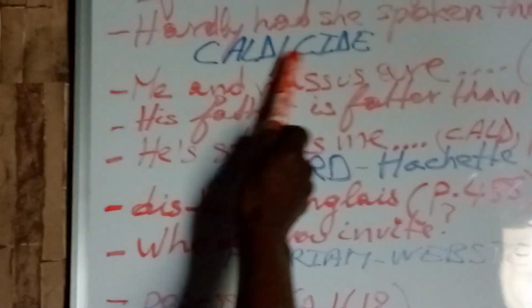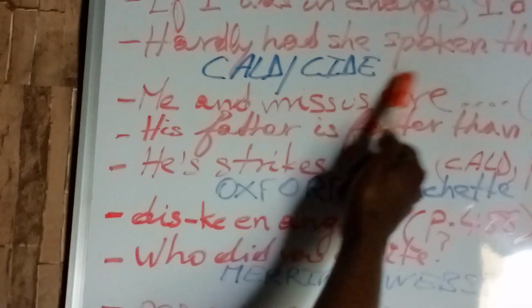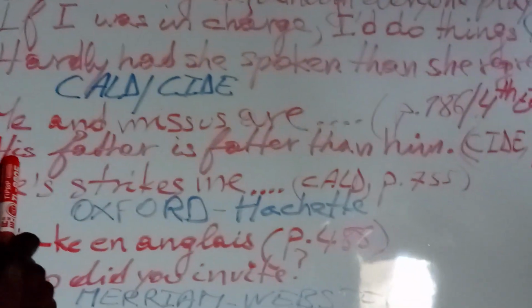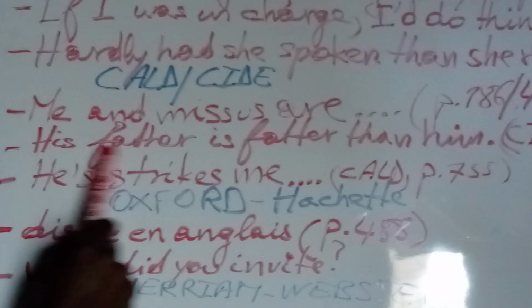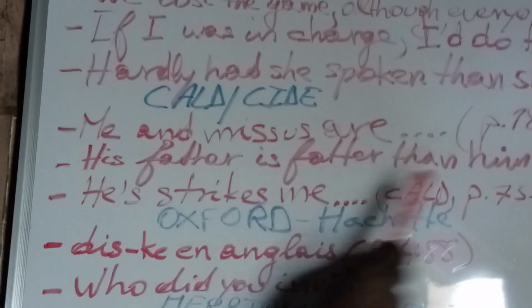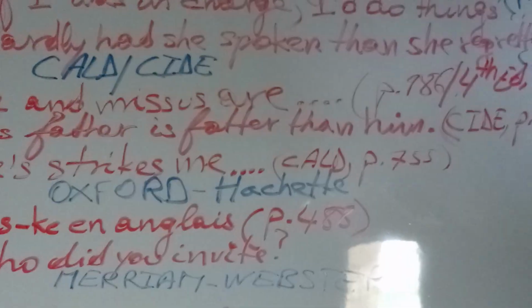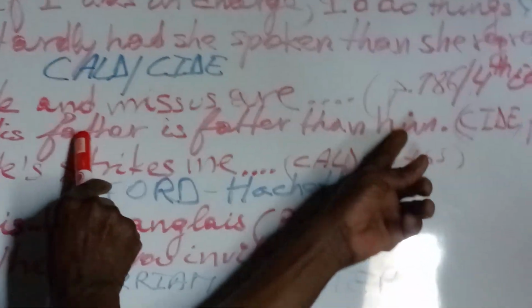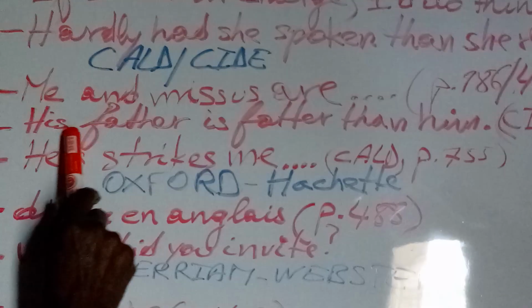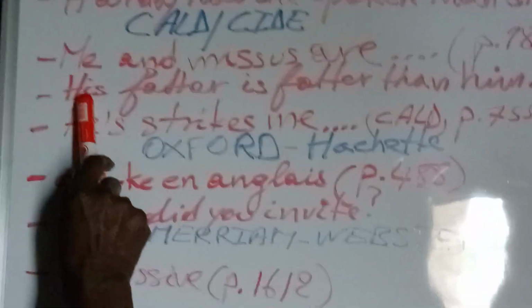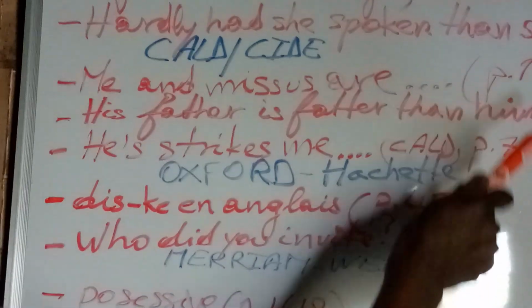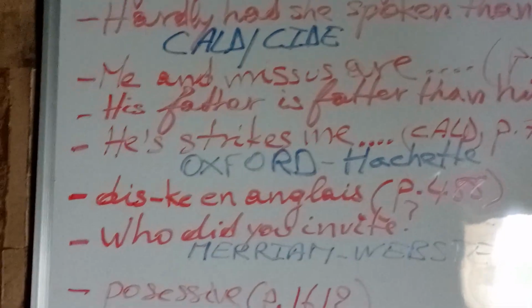It's Cambridge Advanced Learners Dictionary, Cambridge International Dictionary of English. "His father is fatter than him." How can you compare a subject, the father, with an object pronoun? That's not a correct construction. The correct construction should be subject and subject, object and object. So the structure should have been, "his father is fatter than he," because he is fat and his father is fat too. Not "him." It's wrong. Okay?